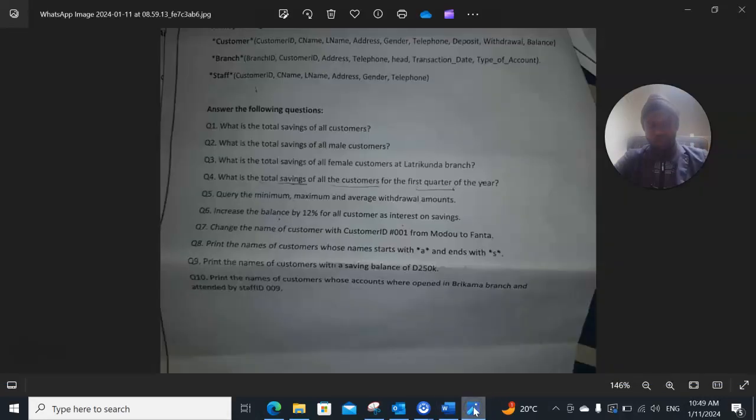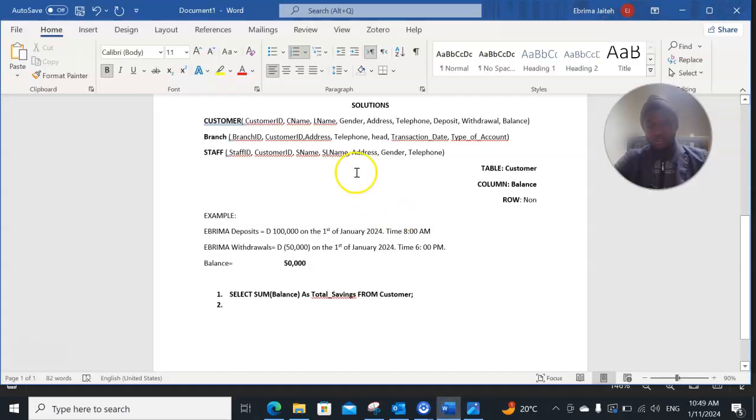Let's go to question two. What is the total savings of all male customers? The difference between question one and question two is that in question two, we are dealing with male customers. So here, something is specified. When the question says male customers, we are still dealing with the customer table, isn't it? Because the entire table is talking about customers.